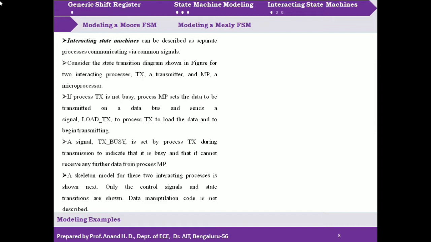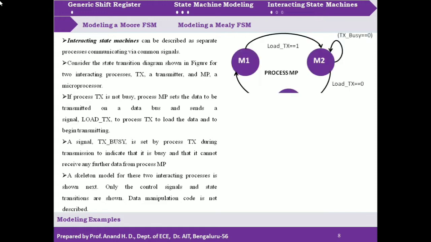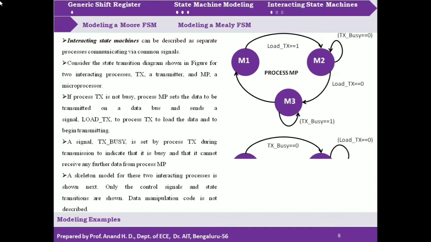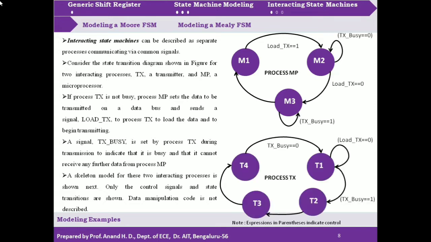Here we shall consider an example of two processes. One is process MP, which is related to the microprocessor, and the other is process TX, which is related to the transmitter. We know that transmission of data takes place from transmitter to receiver. Here we shall go through how this transmission is initiated by the microprocessor through interacting state machines. Note that there are two control signals here: load_TX and TX_busy.